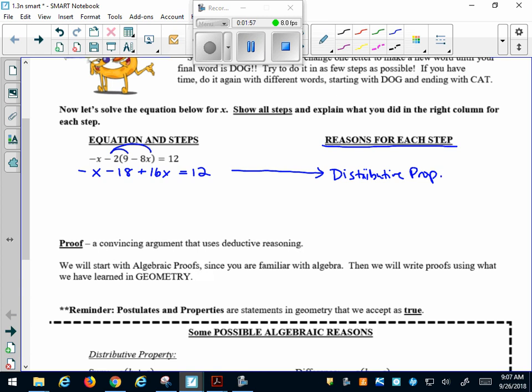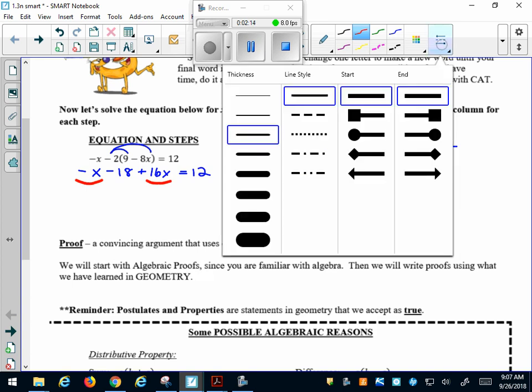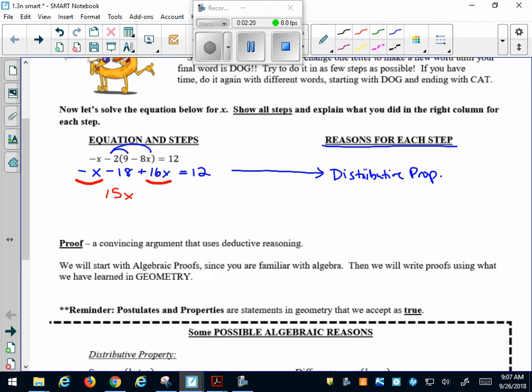All right, now what would you do next? What would be the next thing you would do? Yeah, that's called combining like terms. There's an x and an x, and we're going to combine them together. So we're going to get 15x minus 18 equals 12. Okay, so putting those x's together is called combining like terms. So that's our reason. Combine like terms.